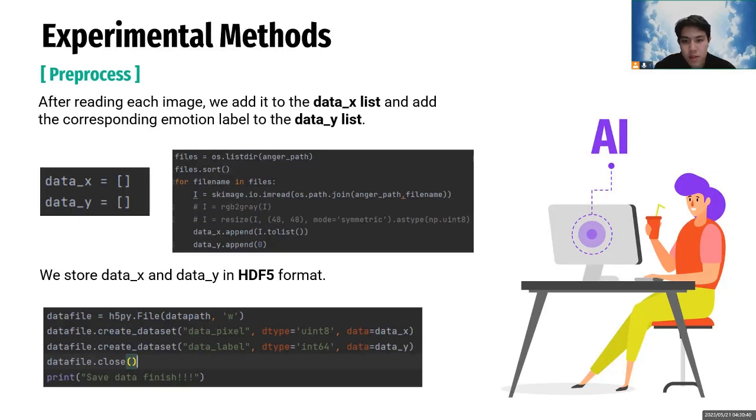After completing this step, we will print out the shapes of data X and data Y to ensure that our data has been loaded correctly. Finally, we save data X and data Y in HDF5 file format. The last 4 lines of code create a dataset named data_pixel in the data_f5 file and store the data in data X into the dataset for storing pixel values for images, and a dataset named data_label and store the data in data Y into this dataset for storing corresponding category labels.